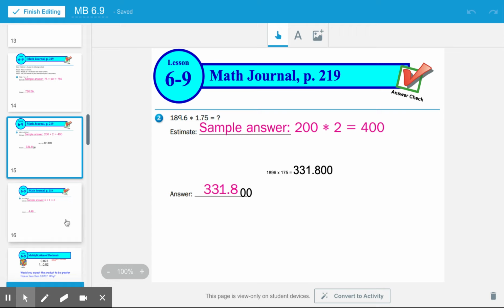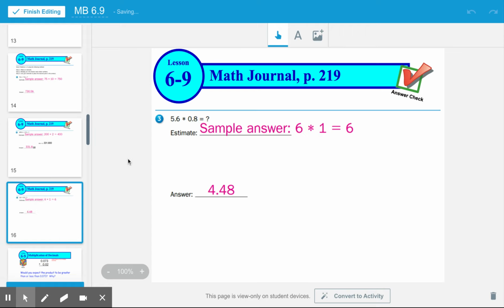And then number 3, 5.6 times 0.8 or 5 and 6/10 times 8/10. We can do an estimate of 6 times 1 equals 6. And you see that they got an answer of 4 and 48 hundredths. The reason is they took 56 times 8 and they got 448, and they know that their answer needed to be in the ones place or close to 6, and 4.48 is the closest with that decimal point to getting to 6.